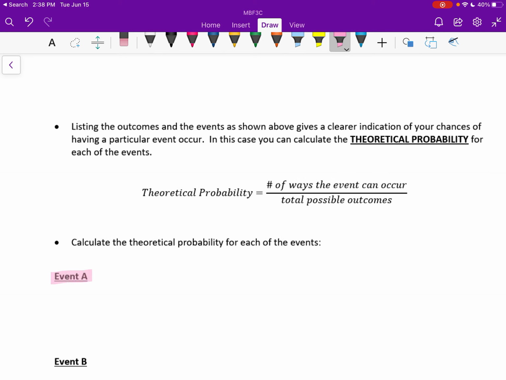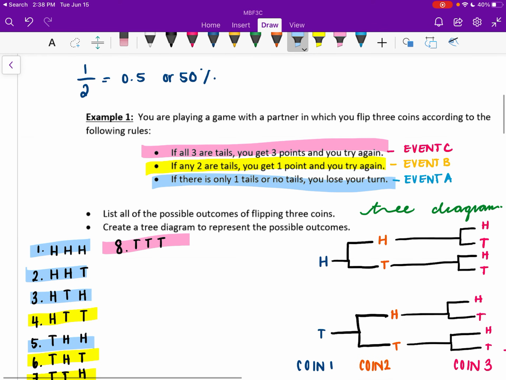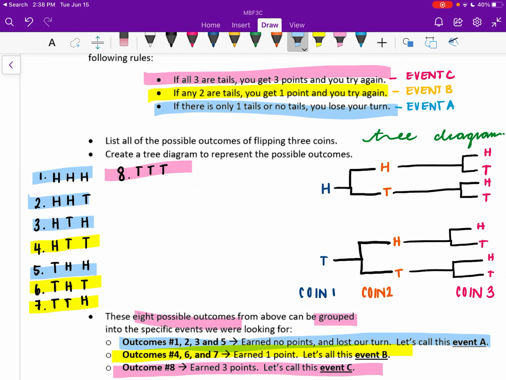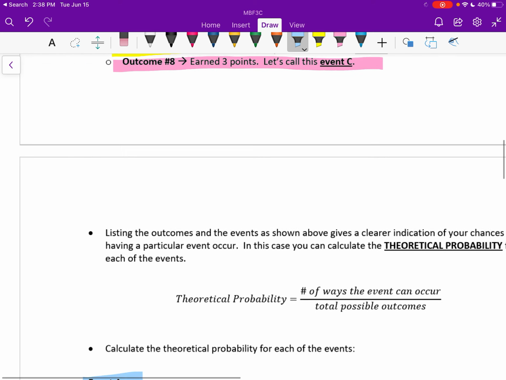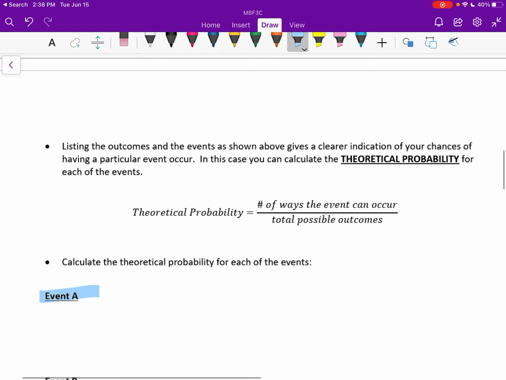So let's look at event A, right? Our event A was blue. The chances of us not getting any points and losing our turn are all the blue options here, which is 1, 2, 3, and 4. So we're looking at the number of times that that event can occur, right? The number of times that that event can occur is 4 times.